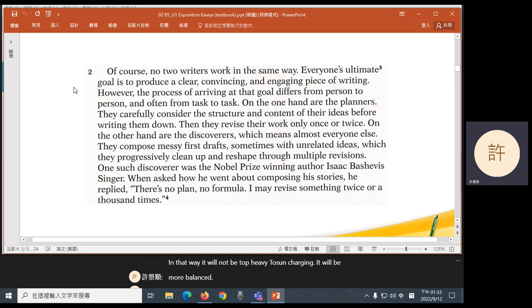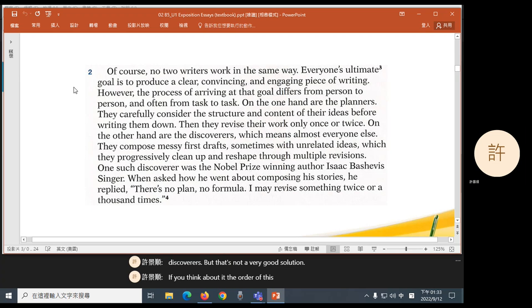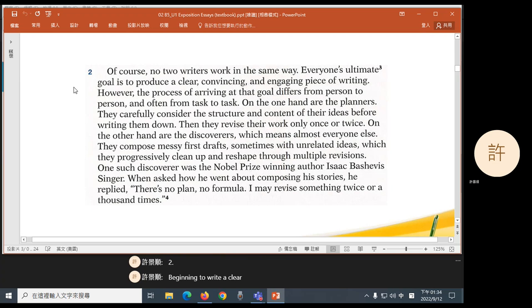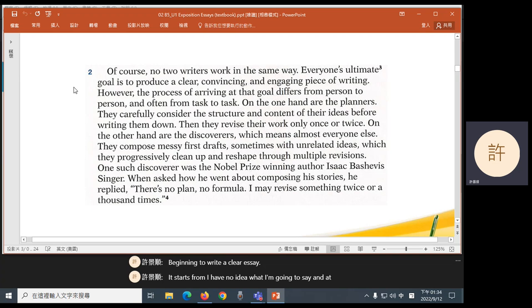Of course, the other solution to this problem is, in the rest of the essay, first talk about planners, then talk about discoverers. But that's not a very good solution. If you think about it, the order of this essay is from messy, complicated, disorganized ideas to beginning to write a clear essay. It starts from, I have no idea what I'm going to say, and it ends with, then you can move on to the next step, right? So the order is from chaos to organization.